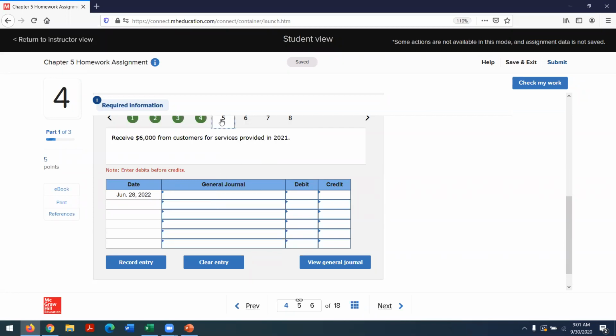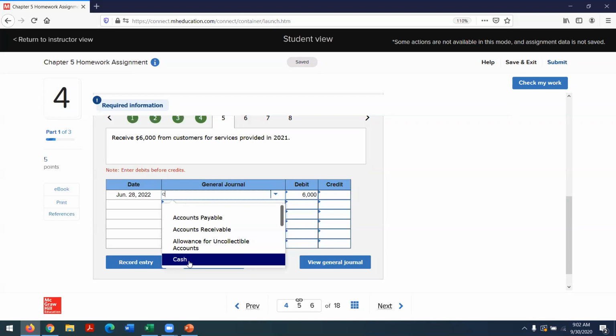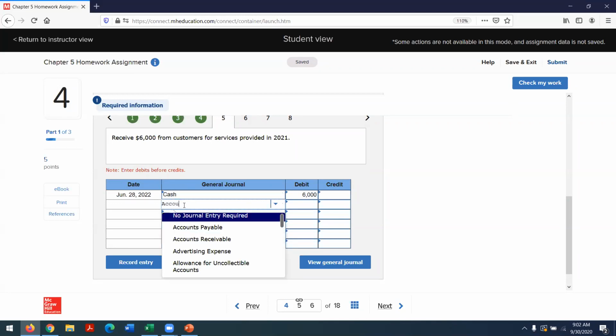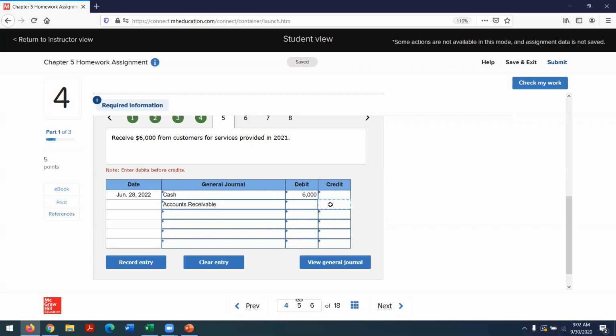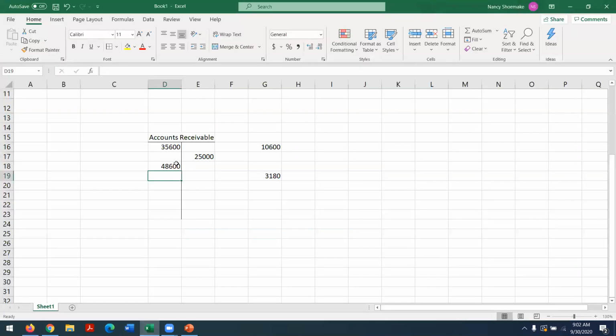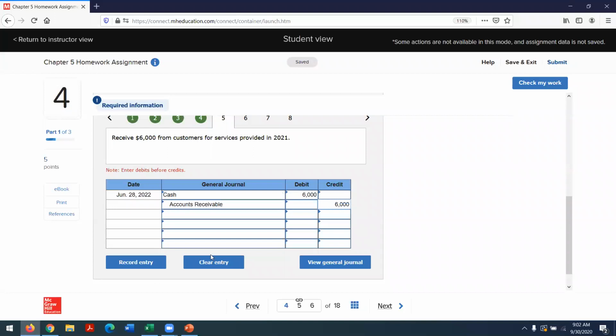We received 6,000 from customers for services provided in 2021. Cash and accounts receivable. Excellent. I'm keeping a running total here, guys. See what I'm doing? Get it? Next.